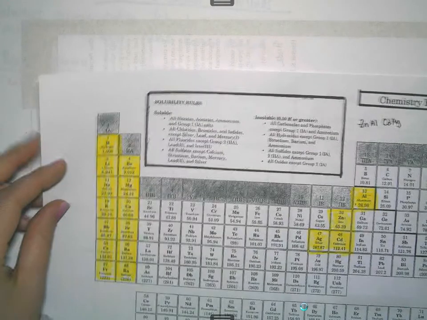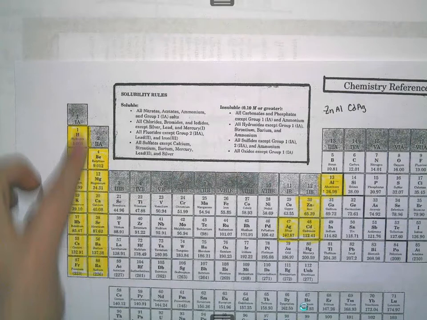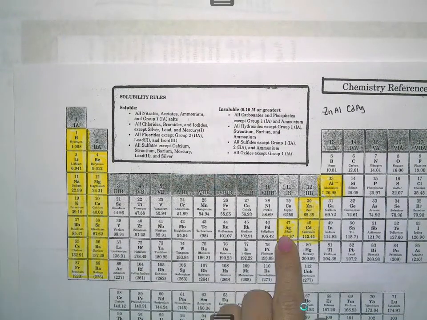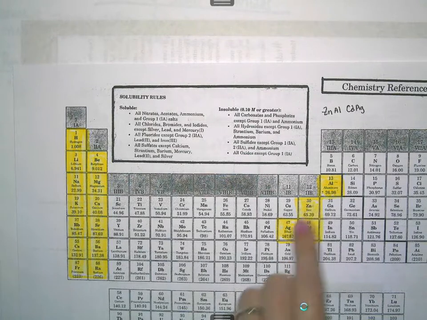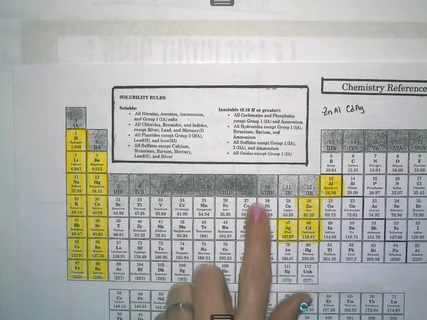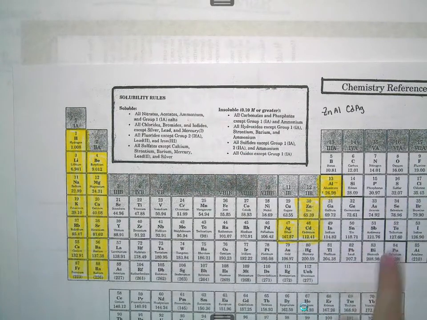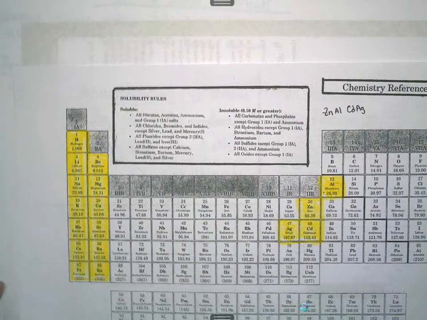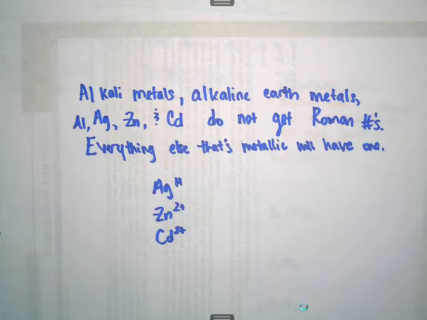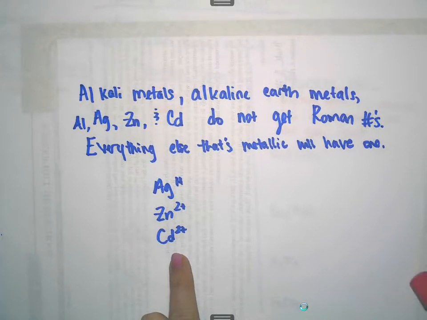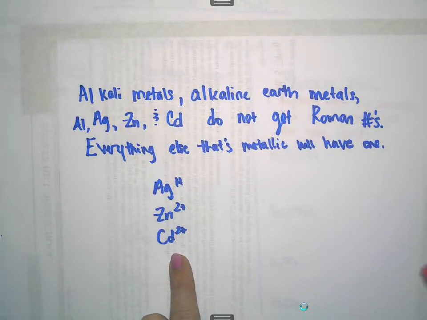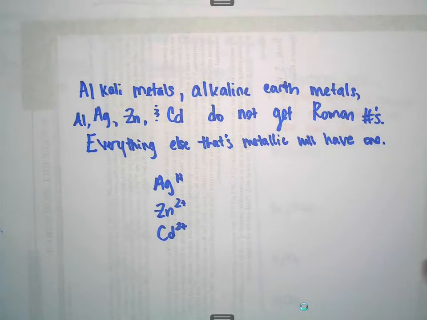So here on the periodic table, you can see we're talking about the first 2 groups and then 4 elements that are right over here. Anything else, if you have elements that fall outside of that, then for what we're going to do in our class, those other elements will get a Roman numeral. The things that I put in yellow will not. It also means that you're going to have to memorize the charges of silver, zinc, and cadmium. Silver is always +1, zinc and cadmium are always +2.